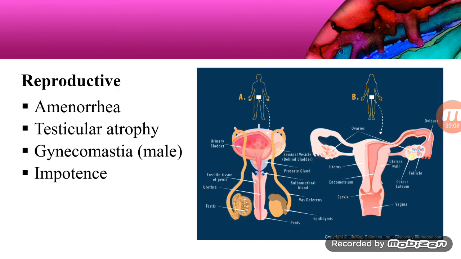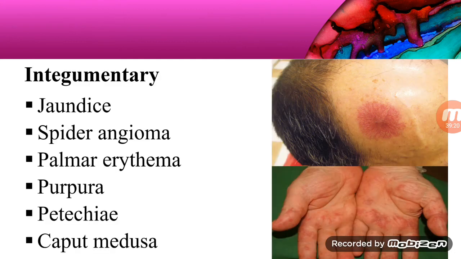Okay, then impotence is sexual dysfunction. Okay, erectile dysfunction in case of males. So these are the reproductive symptoms. And then next is integumentary. Integumentary means in the integumentary system, in the skin, what will happen? What are the signs we can see?